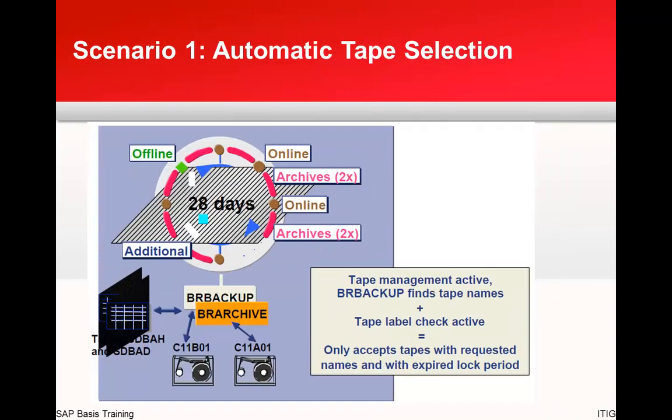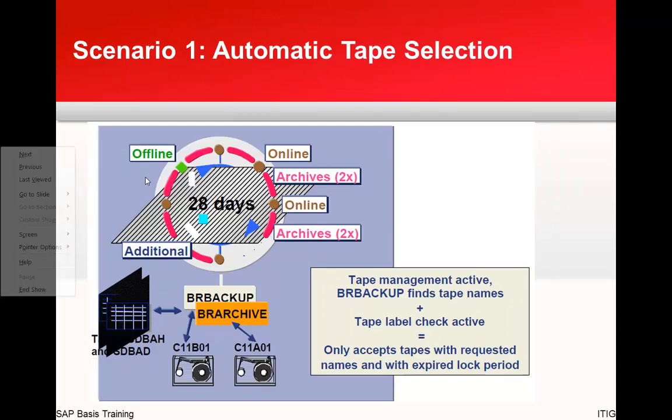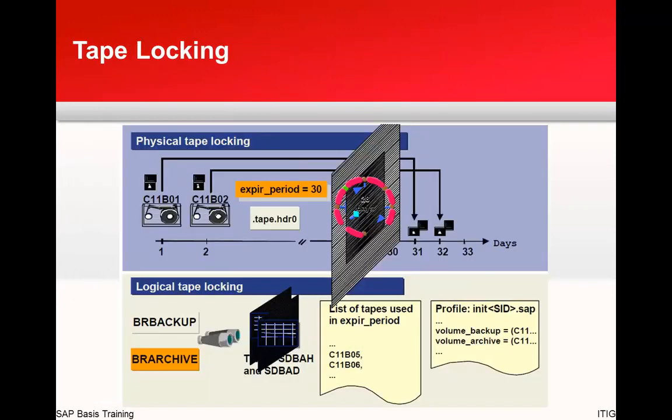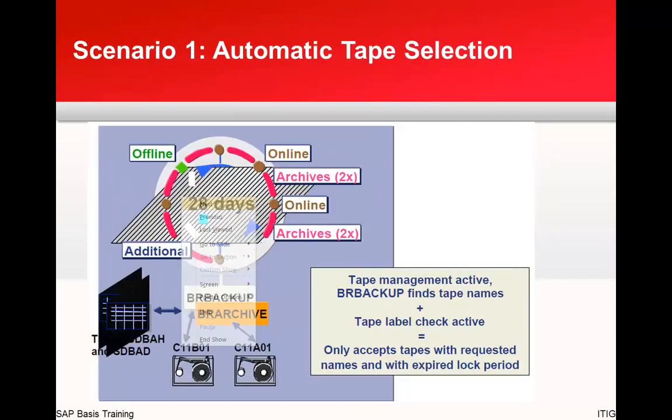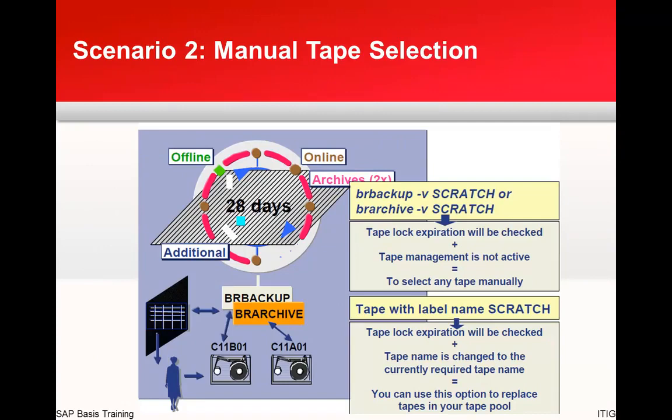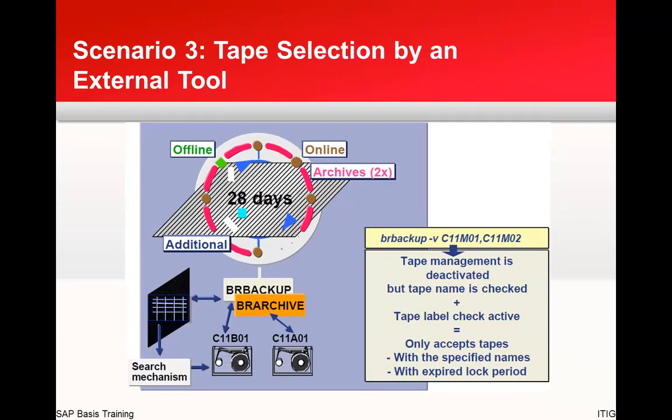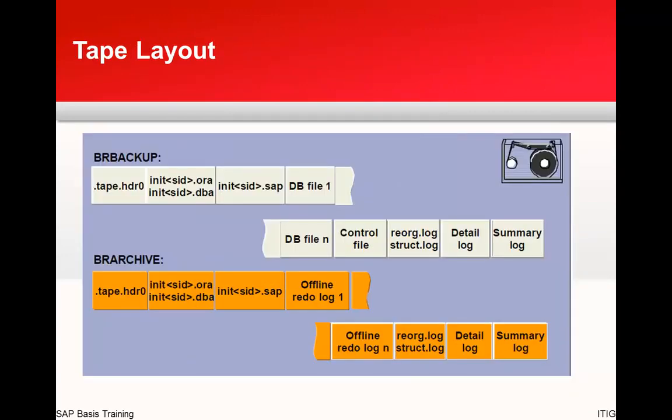Let's get into the next slide, which is about the locking of the tapes. The next one talks about the automatic tape selection process. This is a manual tape selection process, and this applies in case you are using an external tool for taking the backup. Then tape layout, depending on the different backup media and different backup solutions that you are using.